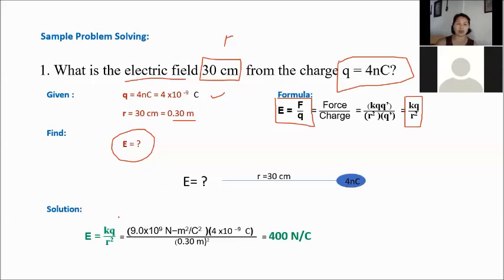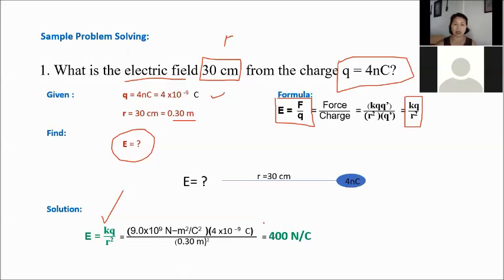Quantities given. Since k is a constant from Coulomb's law, that is equivalent to 9 times 10 to the power of 9 newton square meter divided by coulomb square. And then multiply by the magnitude of the charge, 4 times 10 to the negative 9 coulomb. Divide overall by the square of 0.30. If you have a scientific calculator with you, check what the value of the electric field is.